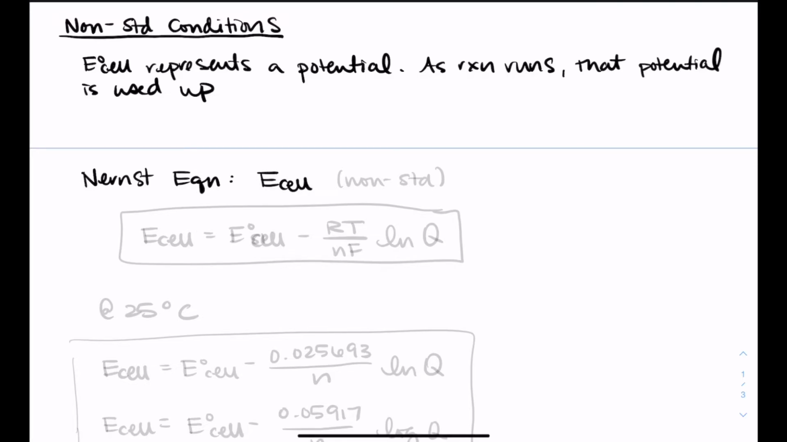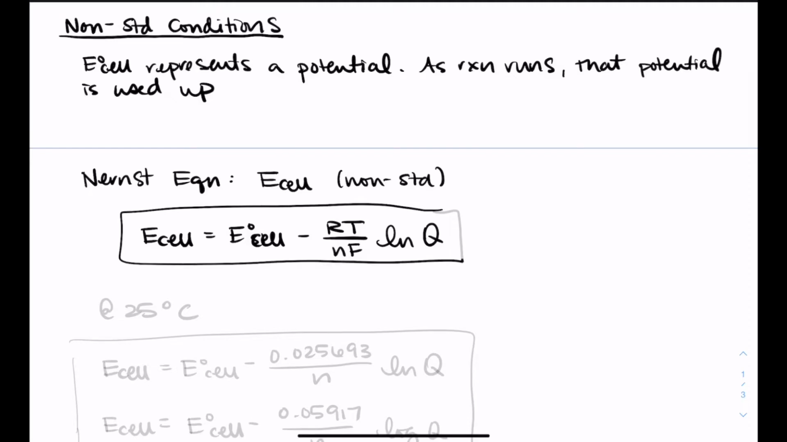So the cell potential is equal to the standard cell potential minus RT over nF ln of Q. And this is the same Q that we had before. It is the reaction quotient. It tells you where you are in a reaction. Now, at 25 degrees Celsius, we can substitute in for these constants.